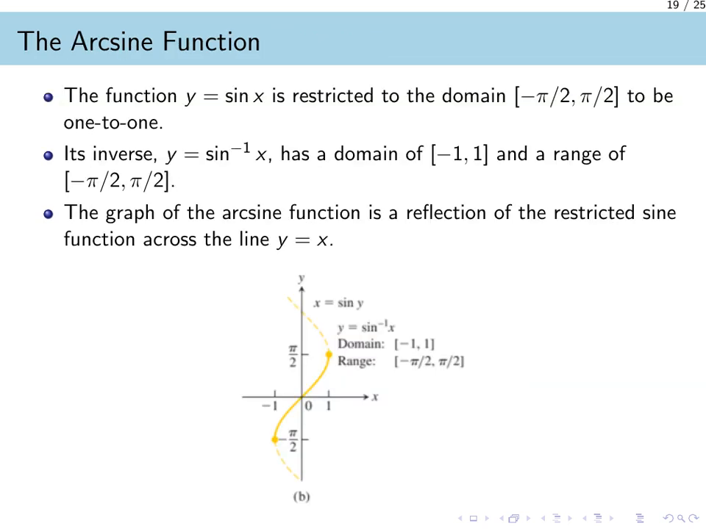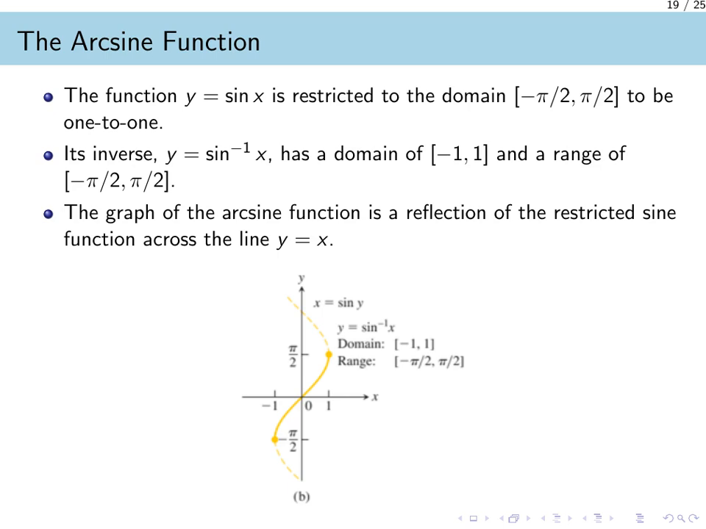To define an inverse for the sine function, we must first restrict its domain to make it 1-to-1. The standard sine function fails the horizontal line test, so we limit its domain to the closed interval from -π/2 to +π/2. On this interval, the function is strictly increasing, which guarantees every output value comes from exactly one input angle. The inverse of this restricted function is called the arcsine, written as sine to the power of -1 of x.